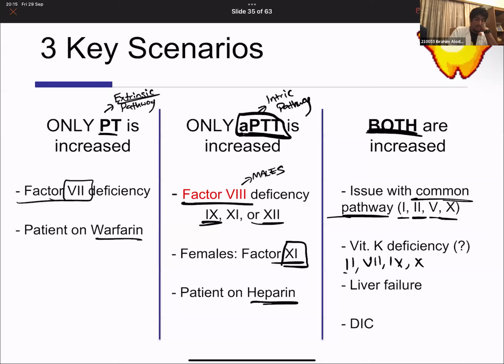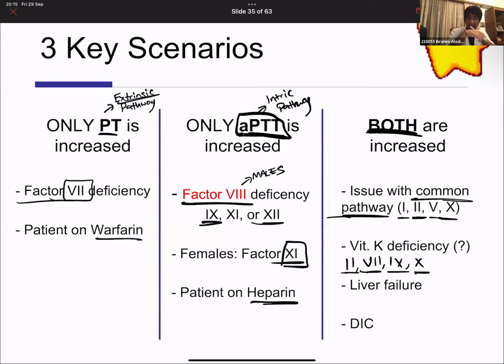And as you can see, factor 2 is in the common pathway. Factor 7 is in the extrinsic pathway. Factor 9 is in the intrinsic pathway. Factor 10 is in the common pathway. So you're going to expect that both will be increased if you have a vitamin K deficiency, okay? Now, another fun fact to help solidify it more is that because of this, a lot of the time when newborns are first born, they'll inject them with vitamin K almost immediately so that the baby doesn't bleed. Okay.